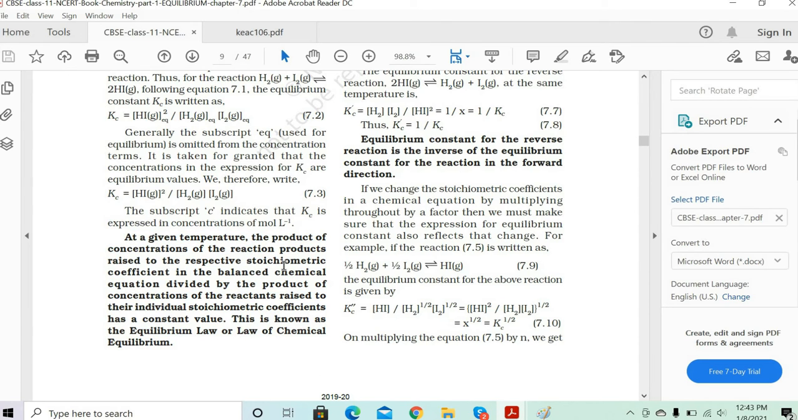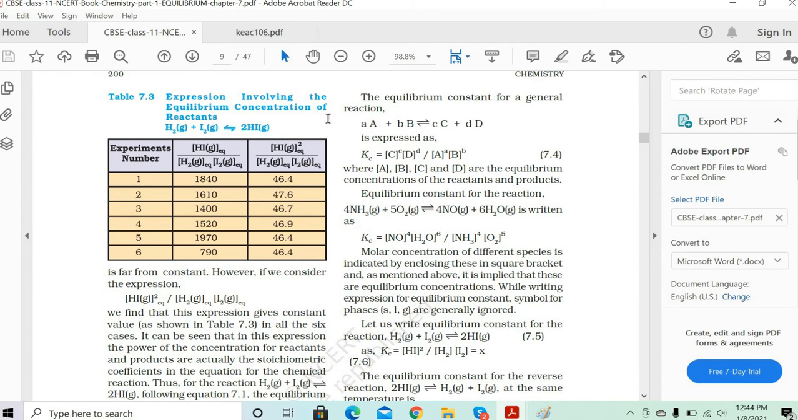Because the product of concentration of the reaction products raised to the respective stoichiometric coefficients in the balanced chemical equation, divided by the product of concentration of the reactants raised to the individual stoichiometric coefficients, has a constant value. So whatever equation we formed, we are just defining it as a definition. This is known as the equilibrium law or the law of chemical equilibrium. Is it clear?